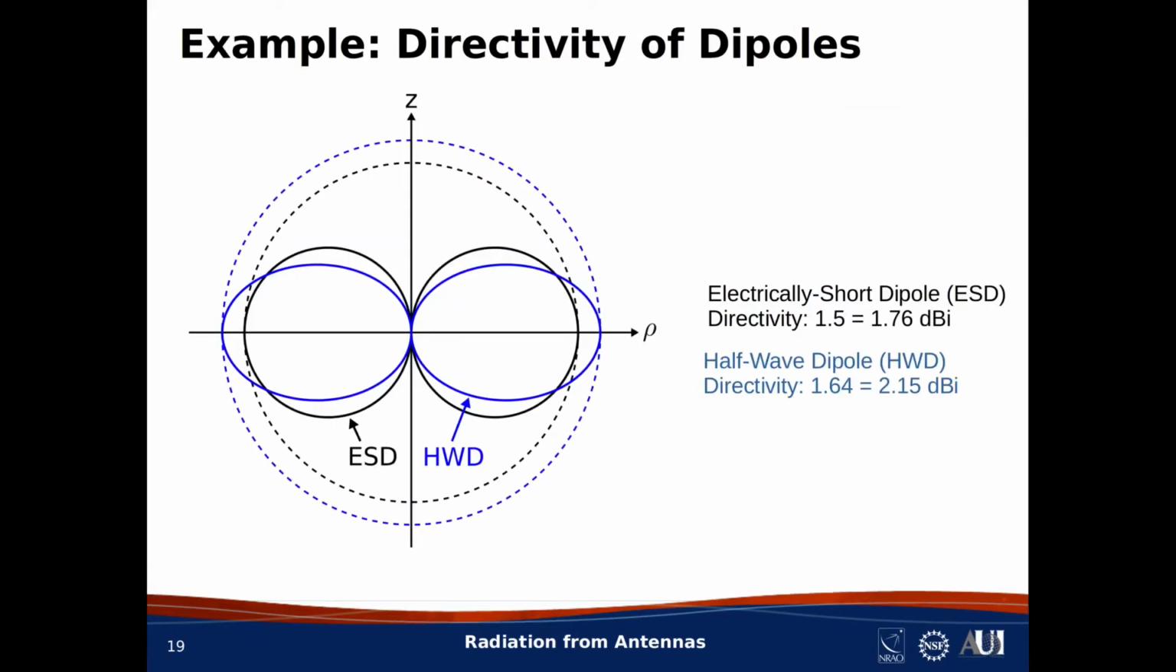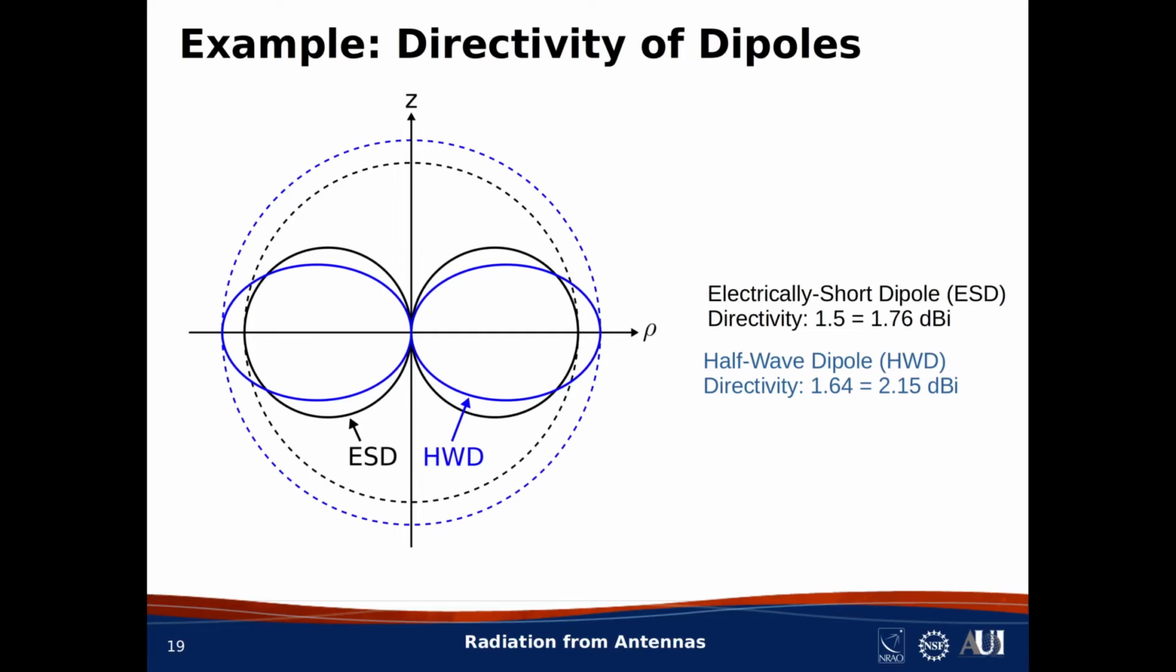Okay, how about an example? Probably the simplest antenna that is actually realizable is the dipole antenna. That's simply a straight wire that's connected to a transmitter via terminals located somewhere along the length of that wire. Now, if that wire is much, much shorter than a wavelength, then we have what is called an electrically short dipole, abbreviated here as ESD. Here, the black curve is the pattern of an ESD, which is aligned along the z-axis. In other words, the wire is electrically short and pointing up and down. The pattern you then see is this dumbbell shape.